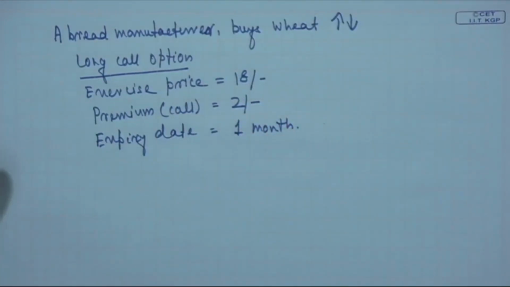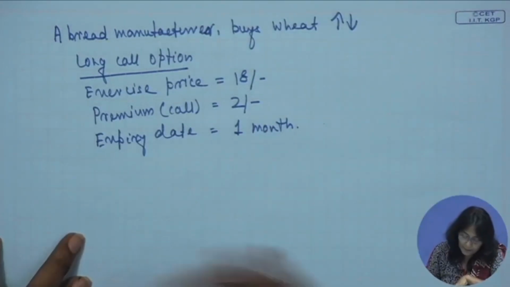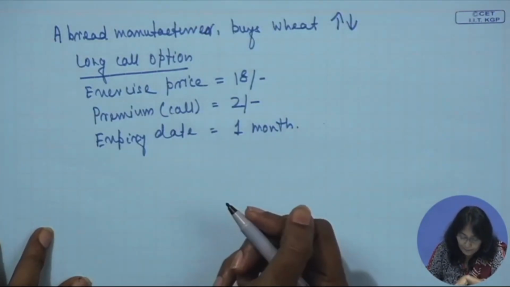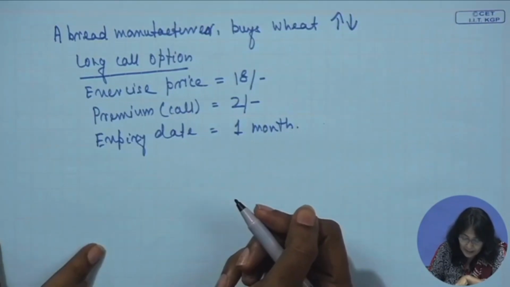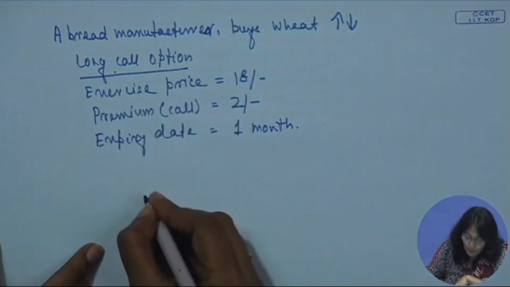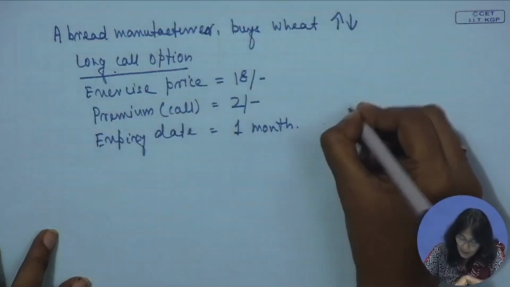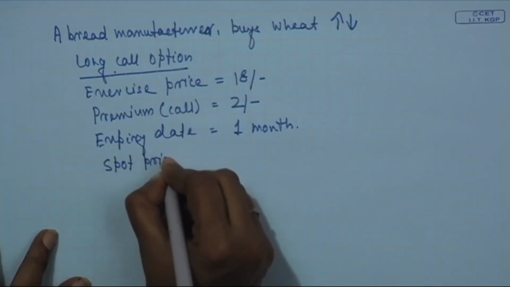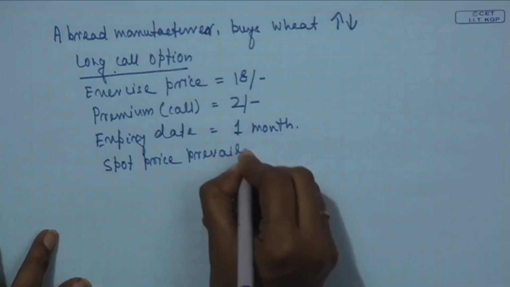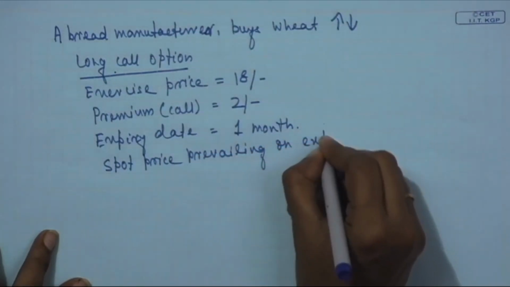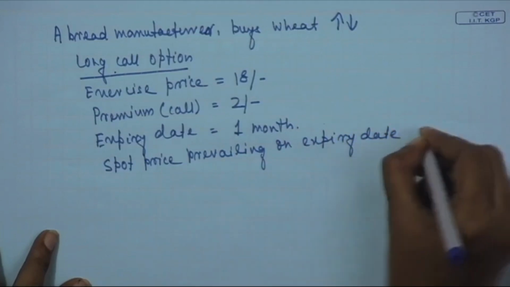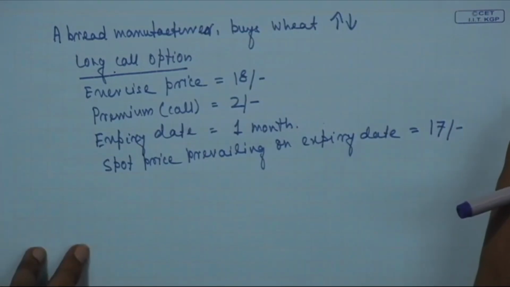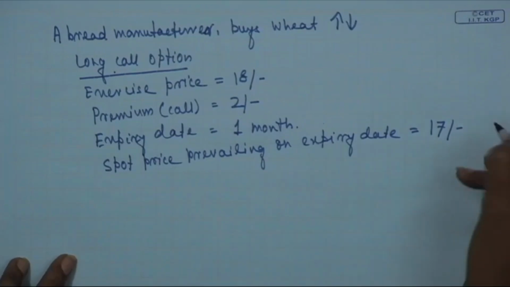Now, on the expiry date, being a European option, what will be his action, that is, whether he will exercise this right to buy or not. Now, let us take different prices. Let us say the spot price prevailing in the spot market on the expiry date is 17 rupees. Will he exercise his long call?